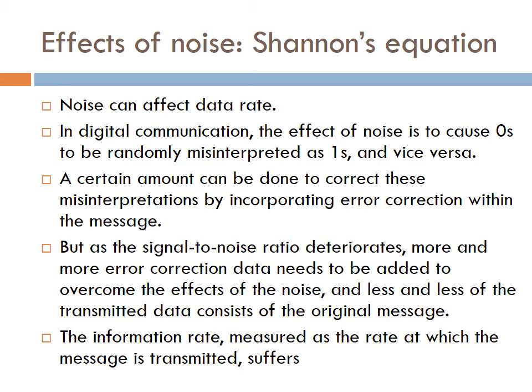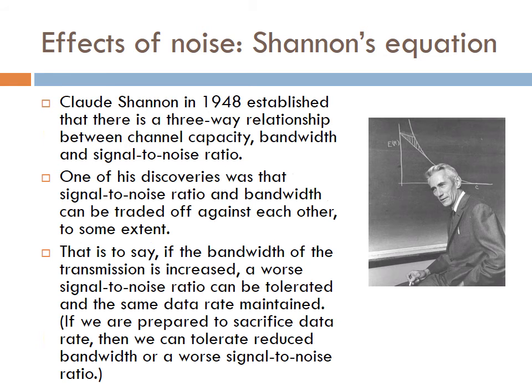A certain amount can be done to correct these misinterpretations by incorporating error correction within the message. But as the signal to noise ratio deteriorates, more and more error correction data needs to be added to overcome the effects of the noise, and less of the transmitted data consists of the original message. The information rate, measured as the rate at which the message is transmitted, suffers.